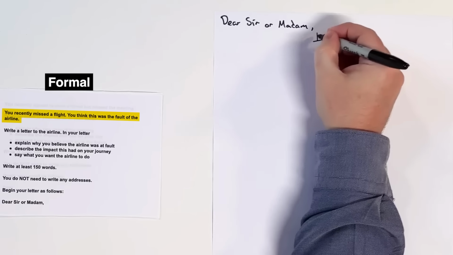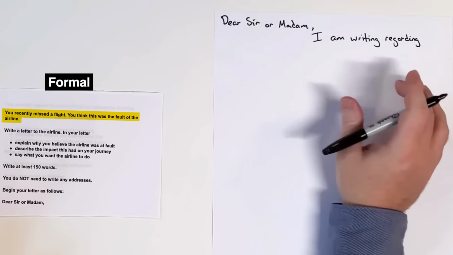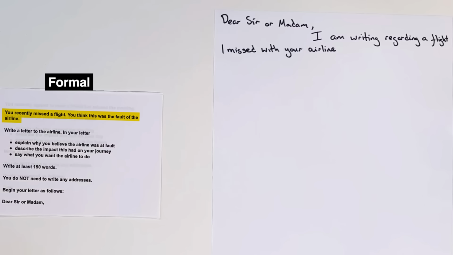So I'm going to start my letter off by saying I am writing regarding. This is a very formal way to start a formal letter. You don't have to use this. I just use this. I think it's super simple and it's easy to remember, and then just put in why you are writing. So I'm writing regarding a flight I missed with your airline. So this sets the context. The person reading it will know what it's about. A good way to always think about writing, but especially letters, is just put yourself in the shoes of the person reading it.